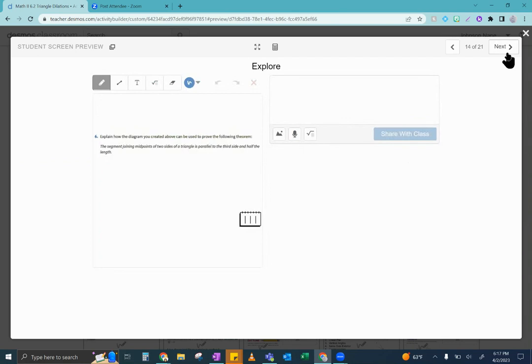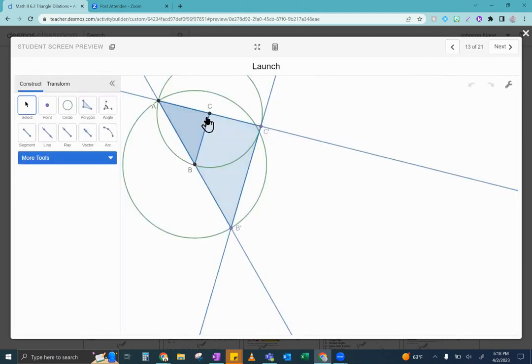Next, it says, explain how the diagram you created above can be used with the following theorem. Now listen: the segment joining the midpoints of two sides of a triangle is parallel to the third side and half the length. So the segment joining the two midpoints, is this really a midpoint? Can you convince yourself that this is a midpoint of this, and this is the midpoint of that? And you're like, yes, I can convince myself. So number one, it's parallel to B prime C prime.